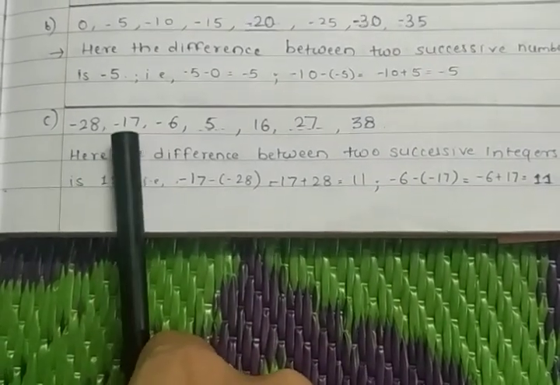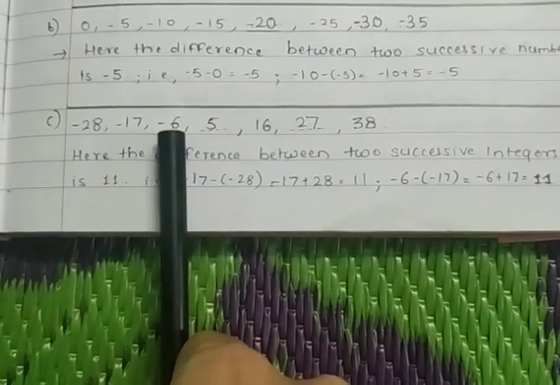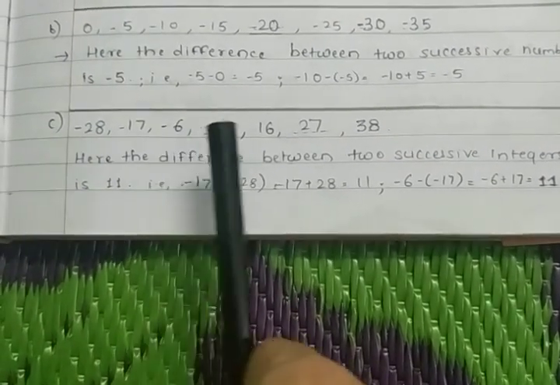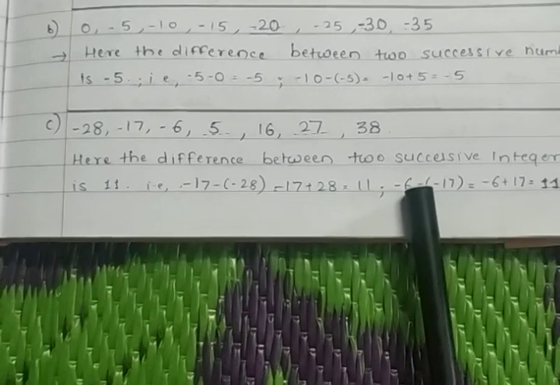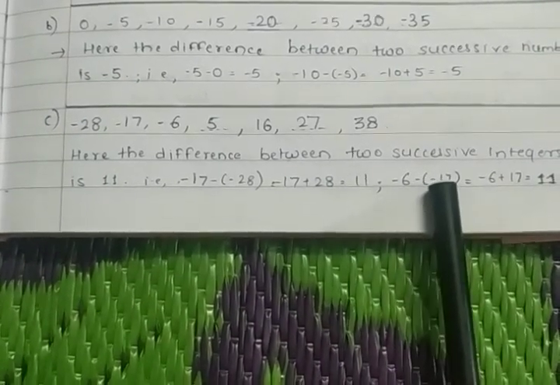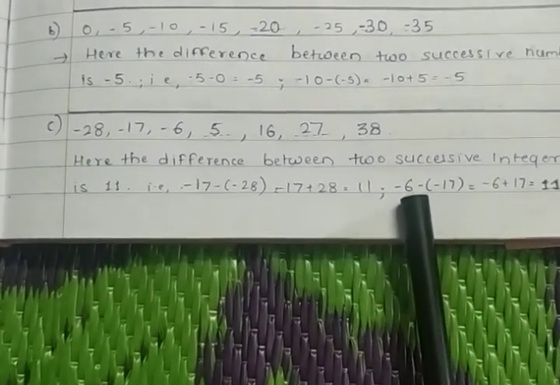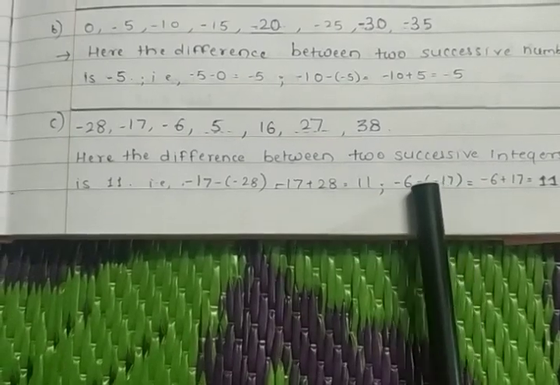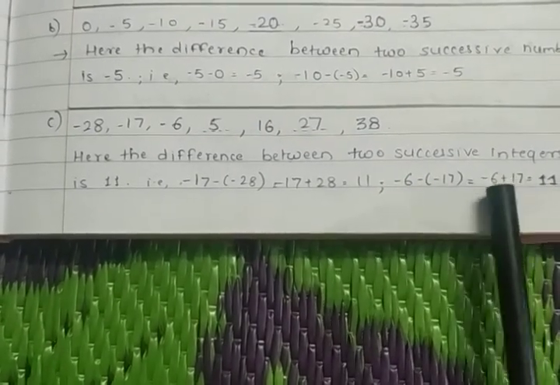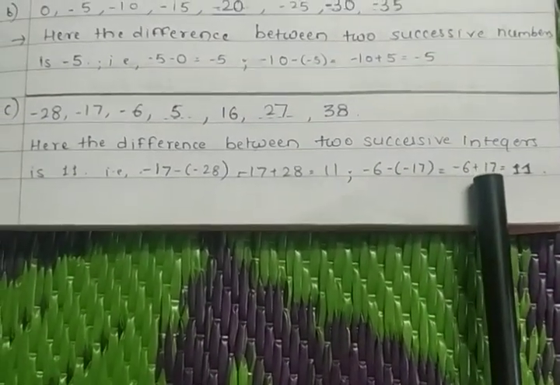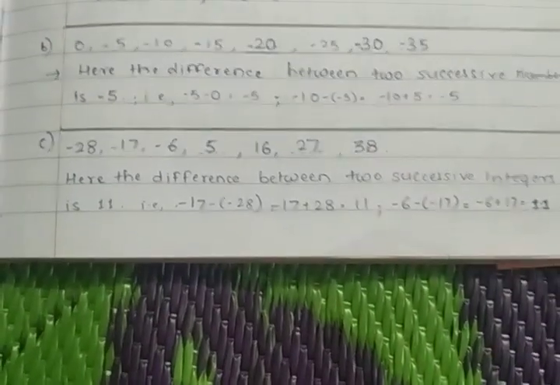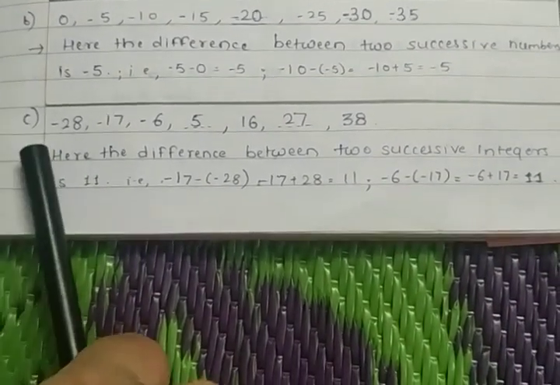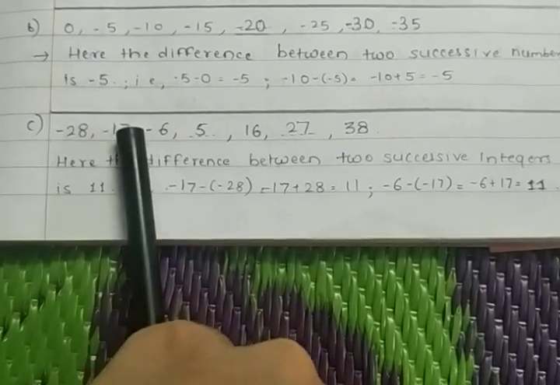Now see the next two numbers. Minus 6 minus minus 17. We are subtracting the two integers, right? So minus 6 minus minus 17. This minus minus will become plus. So minus 6 plus 17 is equal to 11. That means if I add 11 to this, I get the next number.